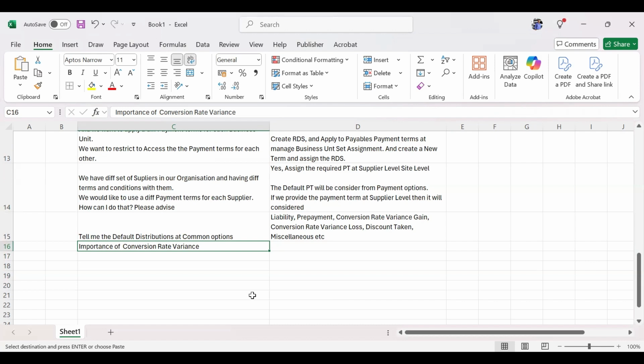Let's say at the beginning of January, on 1st January, you might have raised a PO. After 20 days, on the 20th January, you might have received the invoice and material. At that time, the exchange rate would be different. The rate difference between PO creation and invoice creation will be captured using the conversion rate variance. Okay, get the point?